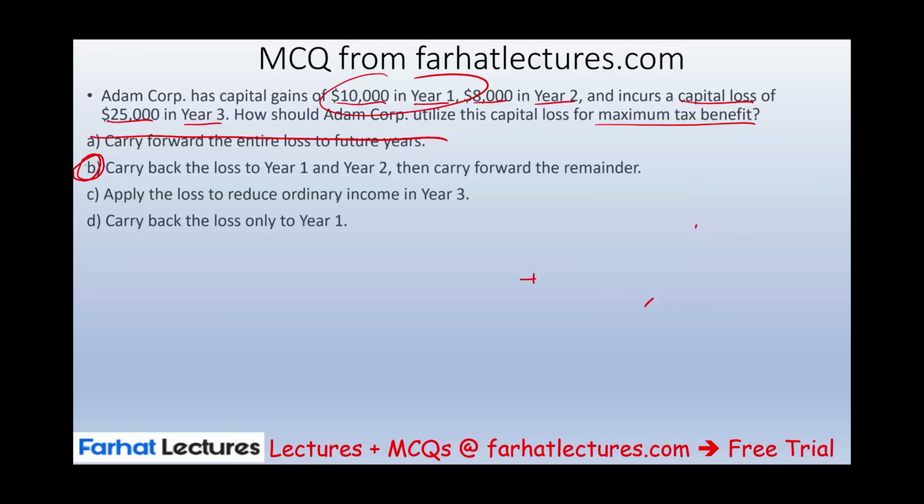Apply the loss to reduce ordinary income in year 3. That would be nice if you can, but you cannot reduce ordinary income with capital losses. Carry back the loss only to year 1. Why only year 1? Why not year 1 and year 2? You're allowed to go back 3 years. So the best answer is B. Carry back the loss to year 1, year 2, and any remainder you carry forward.